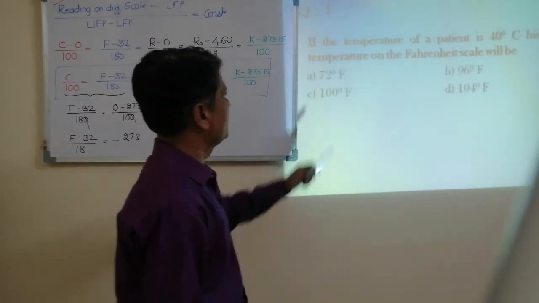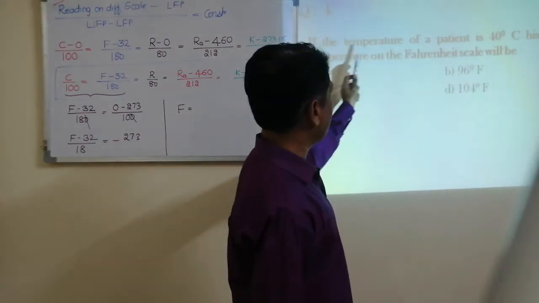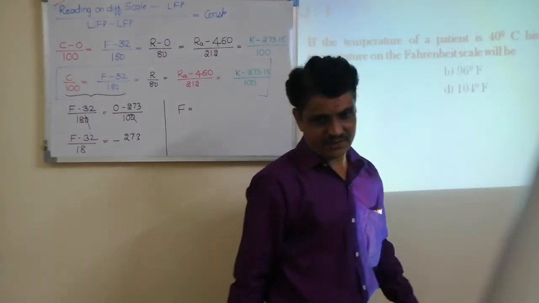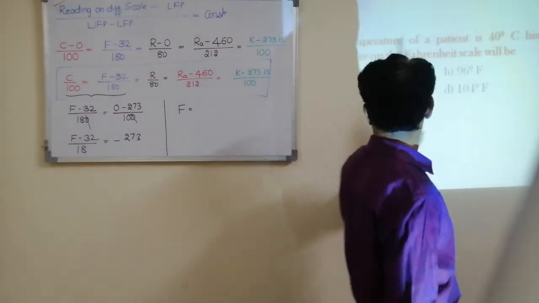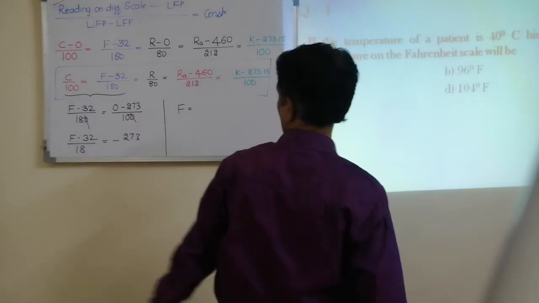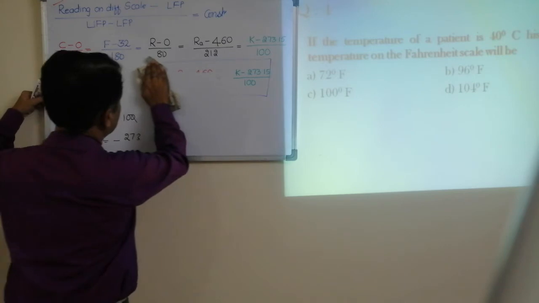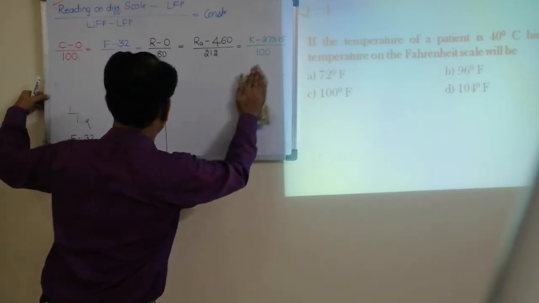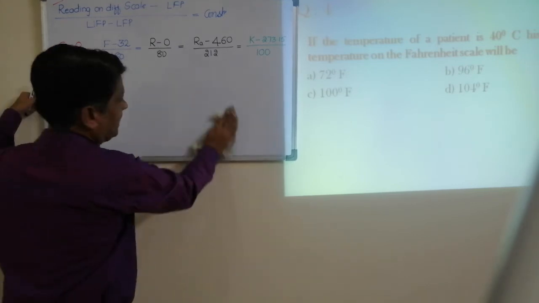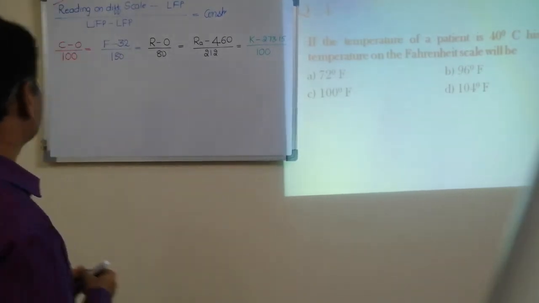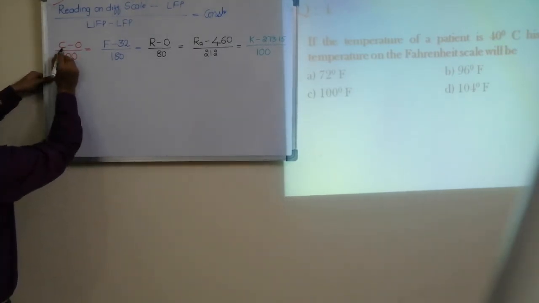Next question. If the temperature of a patient is 40 degrees Celsius, what will the temperature be on the Fahrenheit scale? Given is degrees Celsius, asking is Fahrenheit. So you must take the relation between degrees Celsius and Fahrenheit. Here our patient temperature is 40 degrees Celsius.